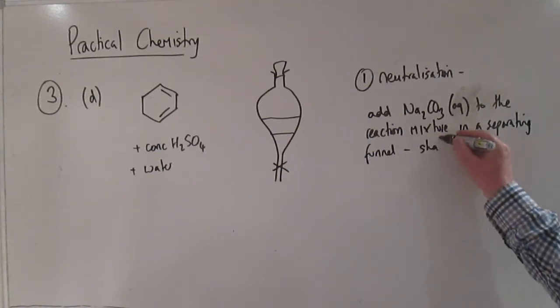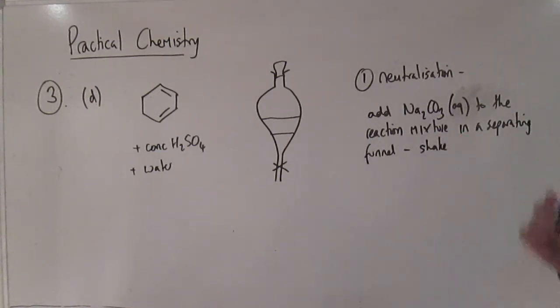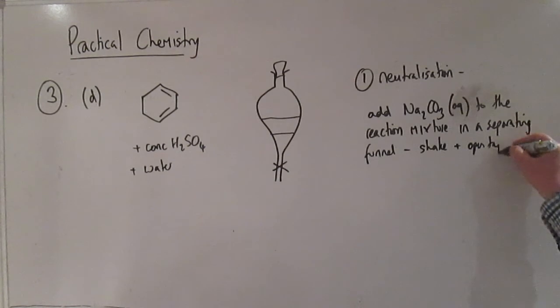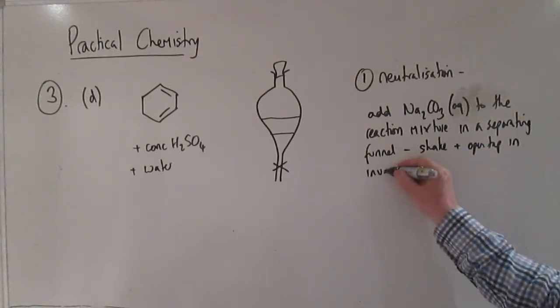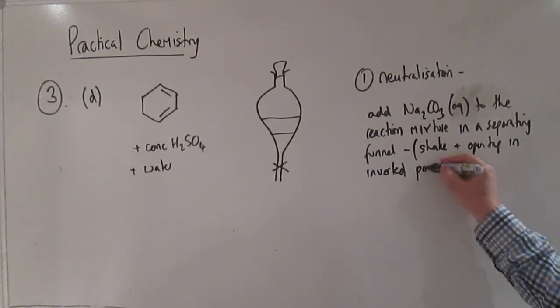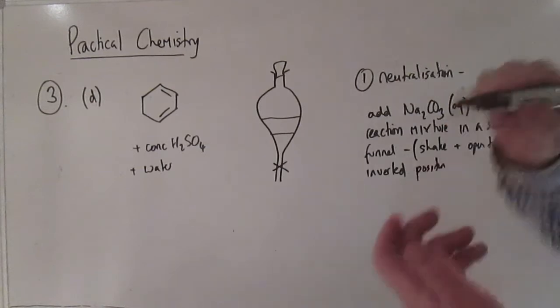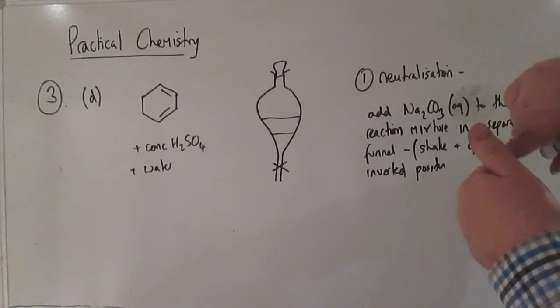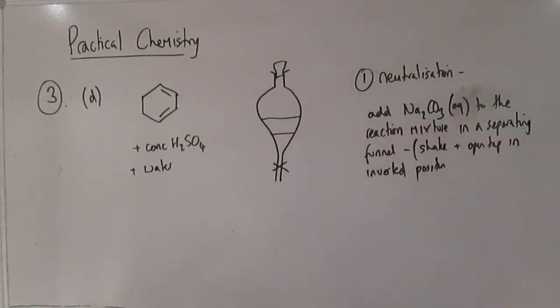And then shake so that the carbonate gets access to the acid in the mixture, and open tap in the inverted position. I don't know if you need to write all this detail, probably not, but it doesn't hurt. In the inverted position means that you hold the funnel upside down so that the tap's pointing upwards, and then you turn the tap and release the pressure, because obviously the carbonate's going to react and produce carbon dioxide gas, so you need to release that gas pressure.